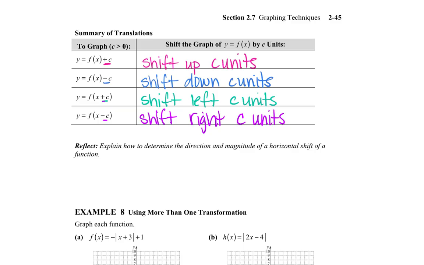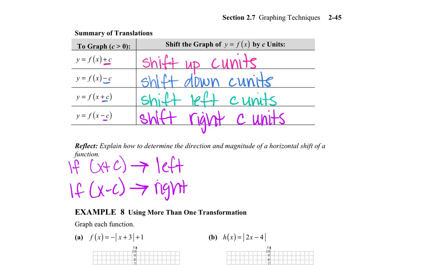So how do you determine the direction and magnitude of a horizontal shift of a function? I put: if x plus c, go left; if x minus c, go right. Think backwards.